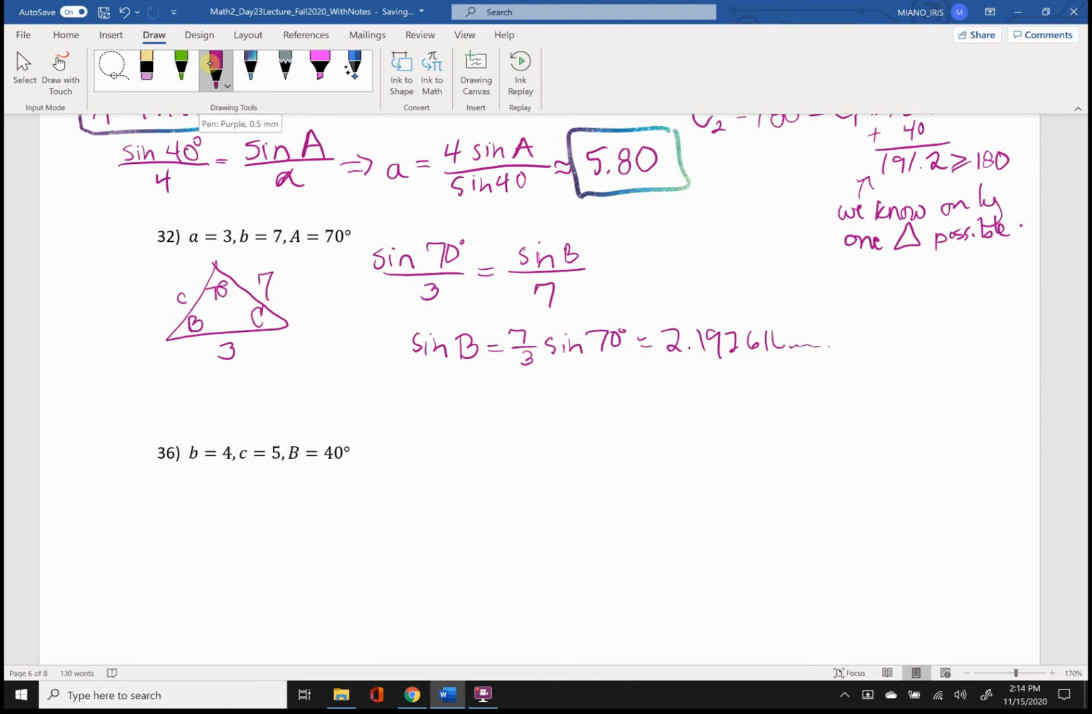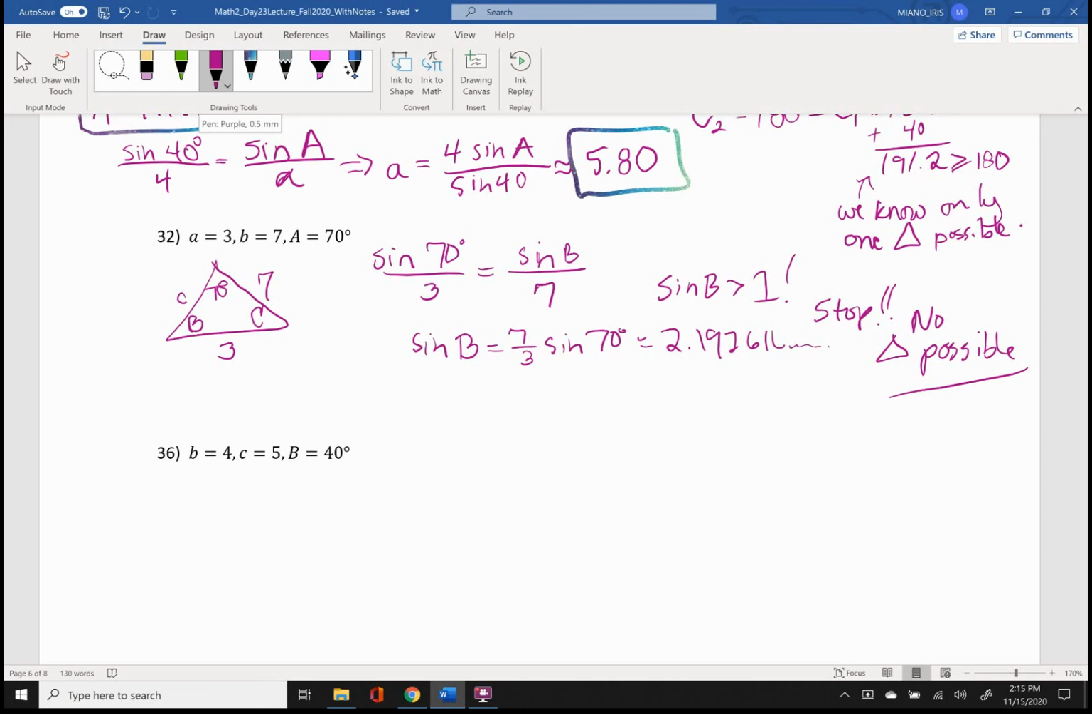Oh, wait, hold on. Who cares? This sine of b is greater than 1. Stop. No triangle possible. This will be an instance in which the side lengths that are already established and the non-included angle are in such a configuration that the side lengths will not be able to close on an actual triangle. Like the lengths will not be able to meet each other. Okay, so there is no triangle possible. We're just going to stop right there.